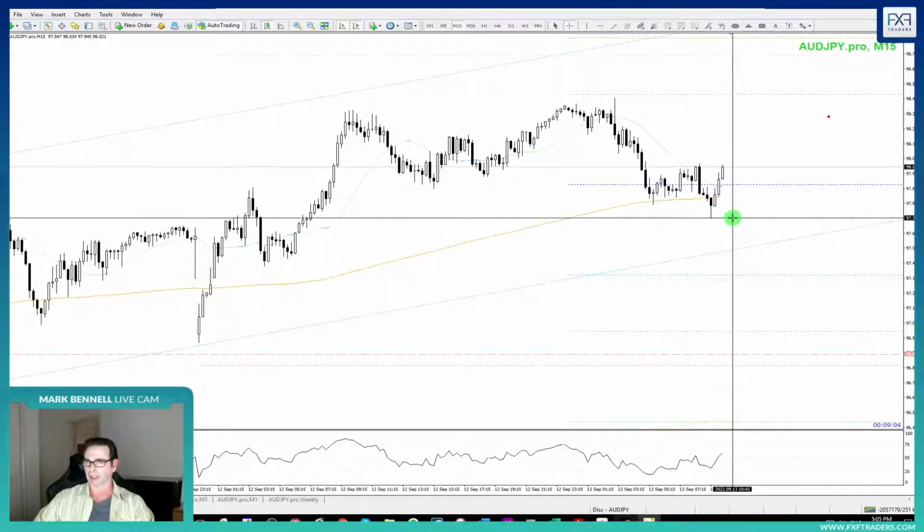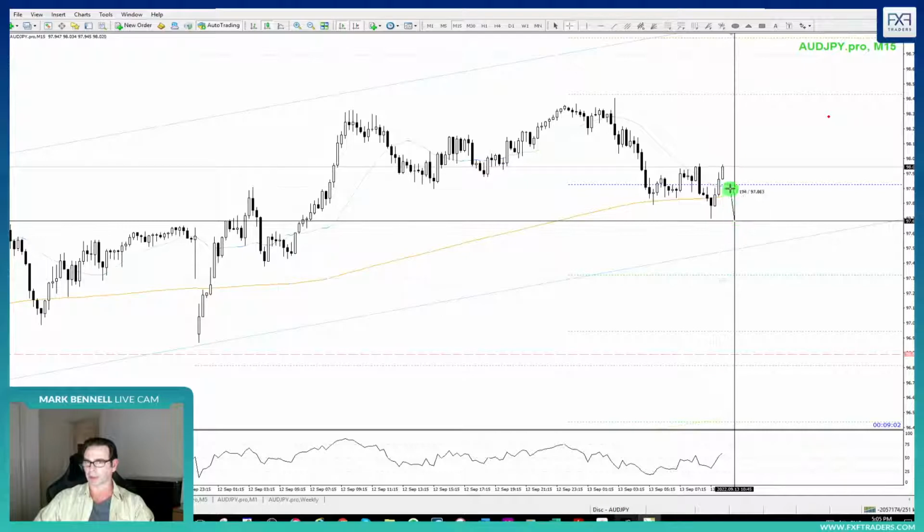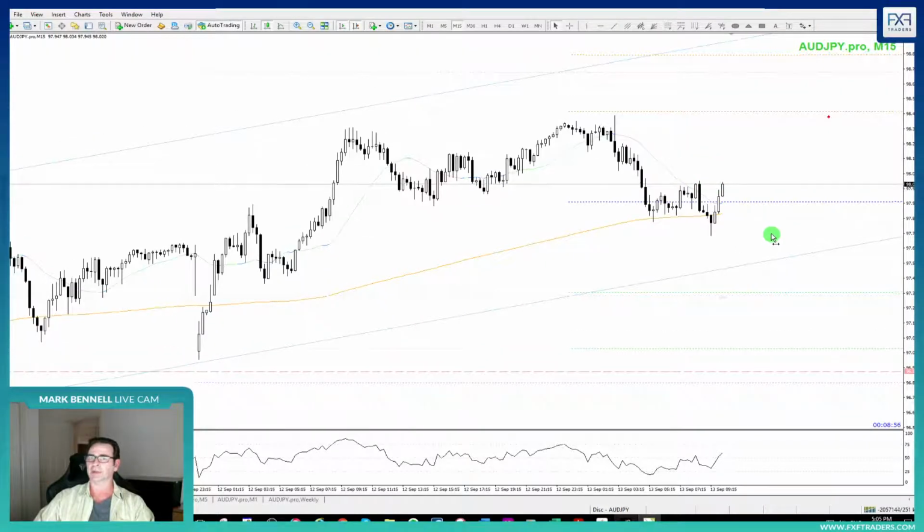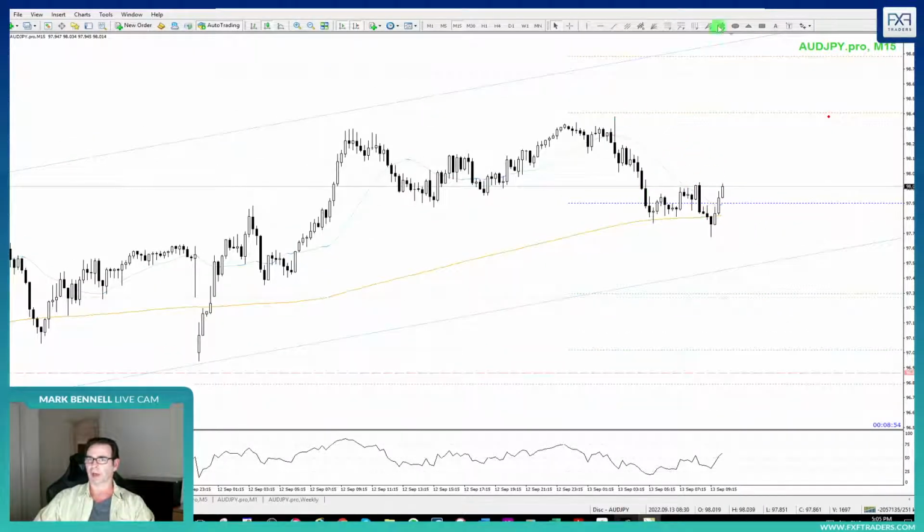Now I got in with an 18 pip stop. So where does that put me? Right there. Okay, so I'm watching what it does around here. All right, but I like this 5-wave move back. Even if we get an ABC through here and it heads down again, looking to take it out in around the high here.